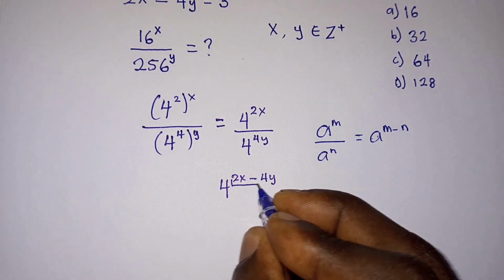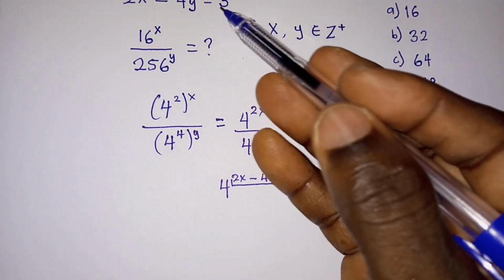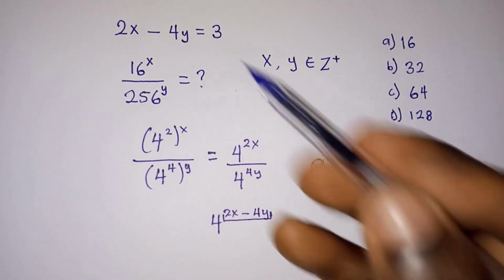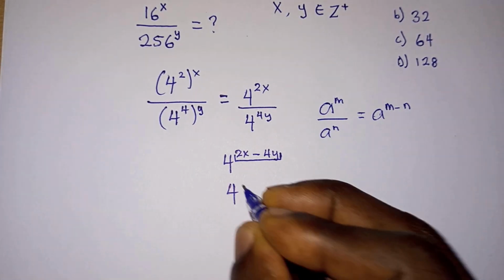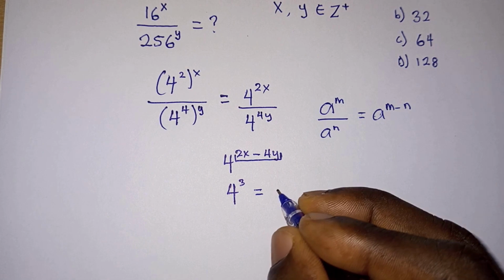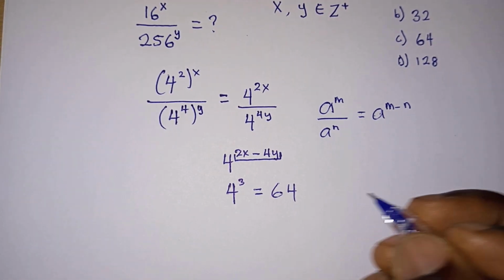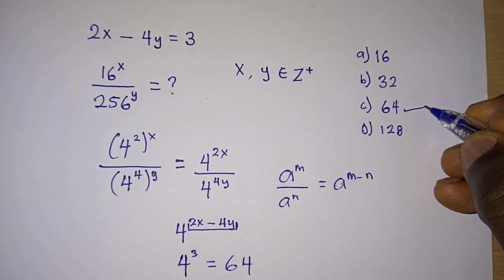But we know this value. From here, it is equal to 3, right? So we're going to have 4 to the power 3, which is equal to 64. So this happens to be option C.